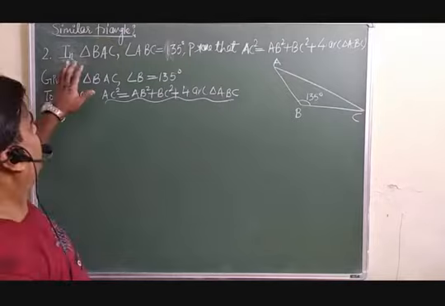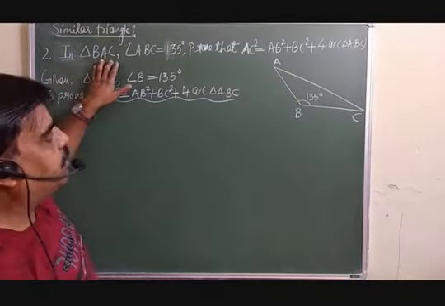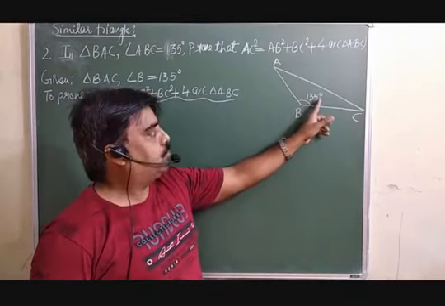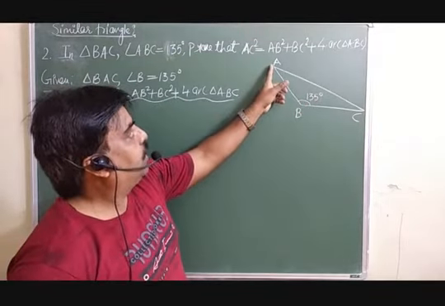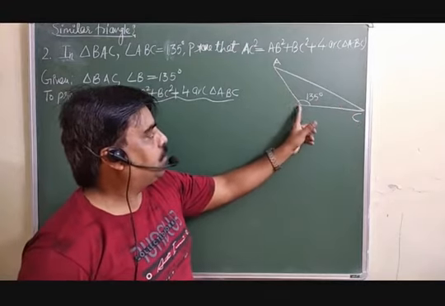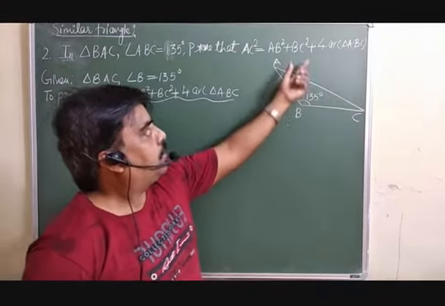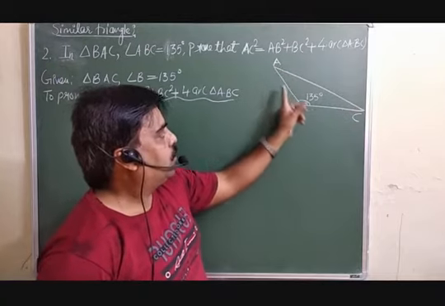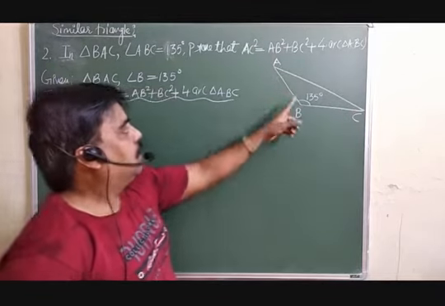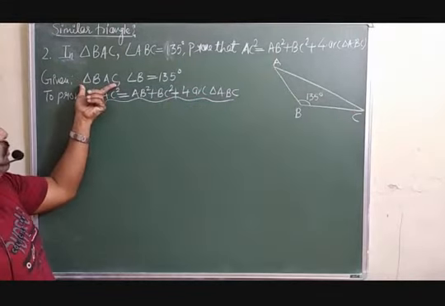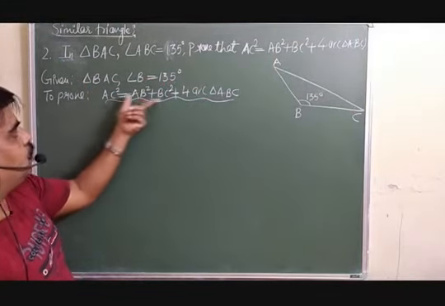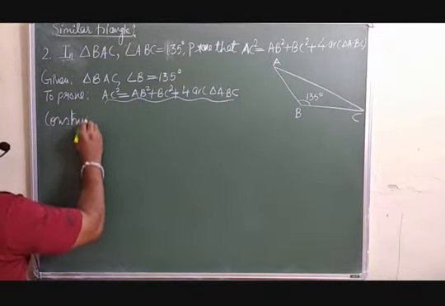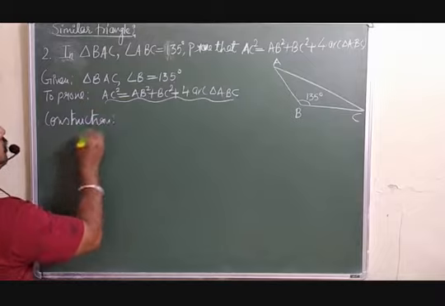Now another question. There is a triangle BAC, and in this triangle angle B is given as 135 degrees. We are supposed to prove that AC square is equal to AB square plus BC square plus 4 times the area of triangle ABC. So the information is given: in triangle BAC, angle B is 135 degrees, and we want to prove this. Here you require a construction. Now the question is, how do we come to know it?